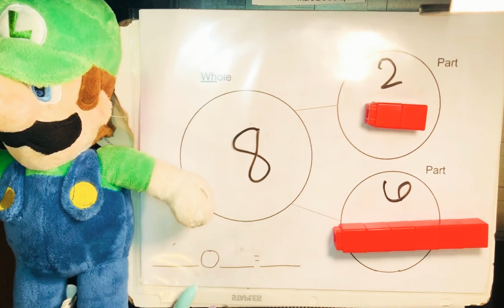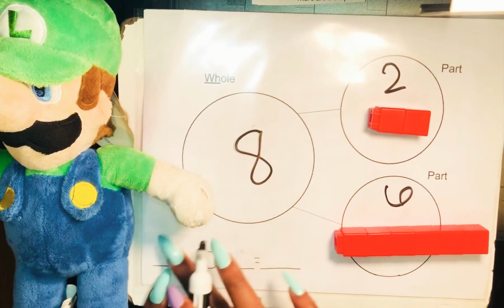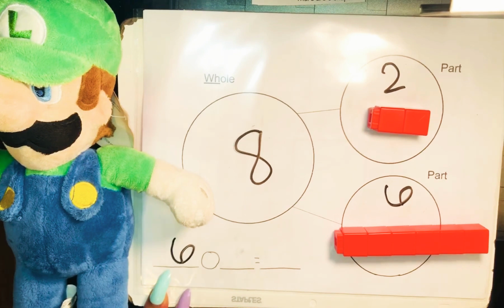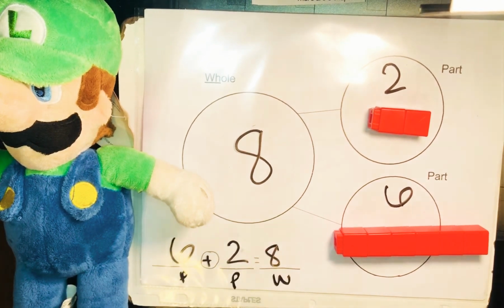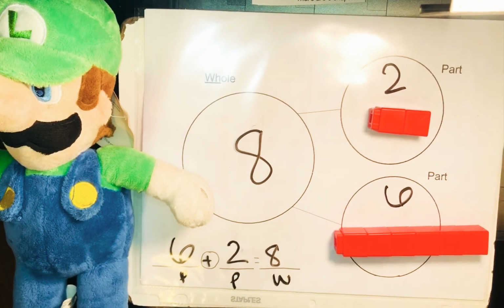So first I had, oh, sorry, first I had 6 stars. And then I also have 2 moons. So 6 plus 2 equals 8. And I can label my equation so I don't get confused. So I know that I have 6 stars. And I also know I have 2 moons. So I put 6 in my part and 2 in my part. And it says, how many shapes do I have all together? I have 8 shapes all together.